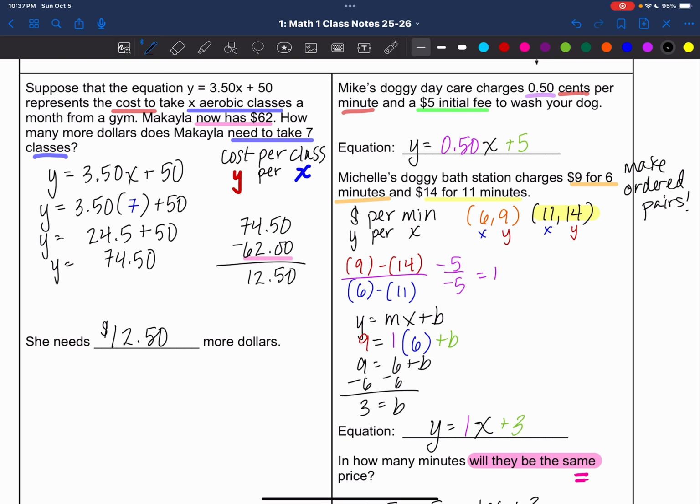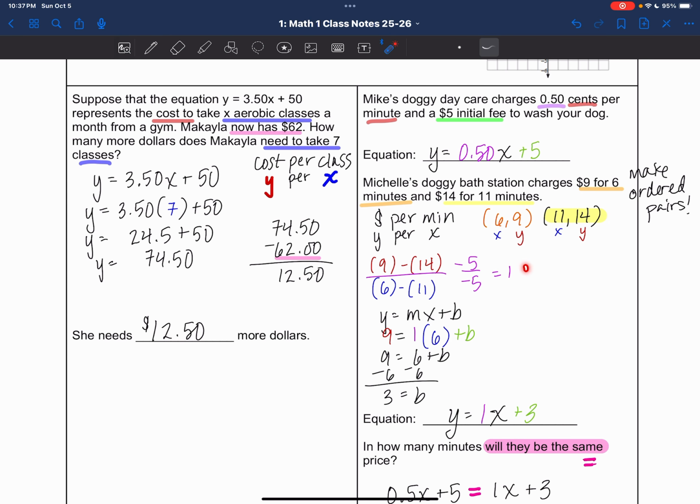Once you make ordered pairs, then you can find slope in the equation. So I made $9 for 6 minutes. So we said dollars was y, and we said minutes was x. So I made my ordered pair for the first part, and then it said $14 for 11 minutes. So I made my ordered pair that way. So now that you've got your 2 ordered points, now we can find slope. So this is your m.